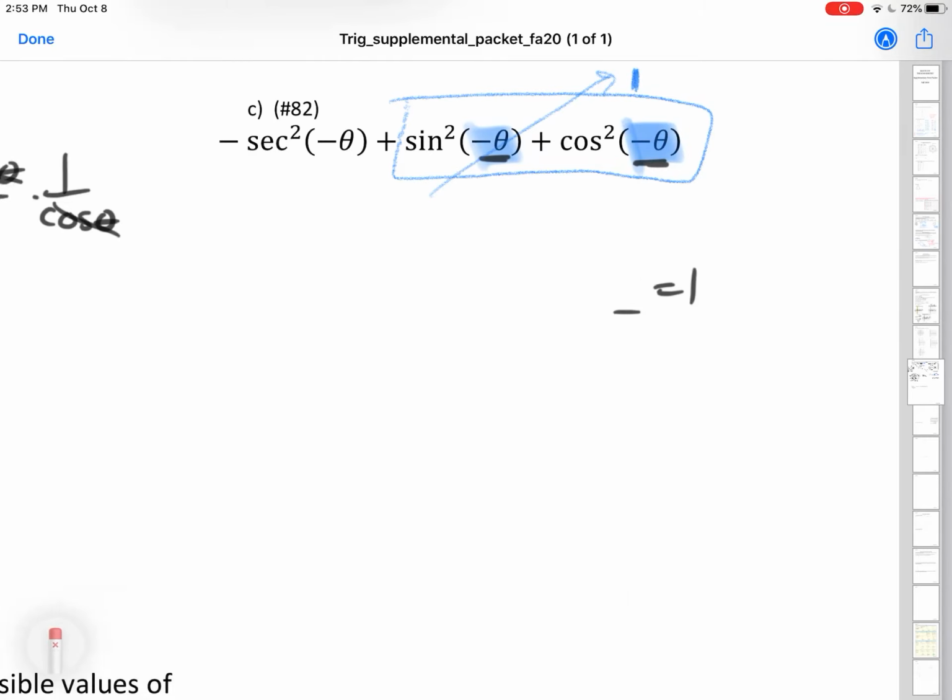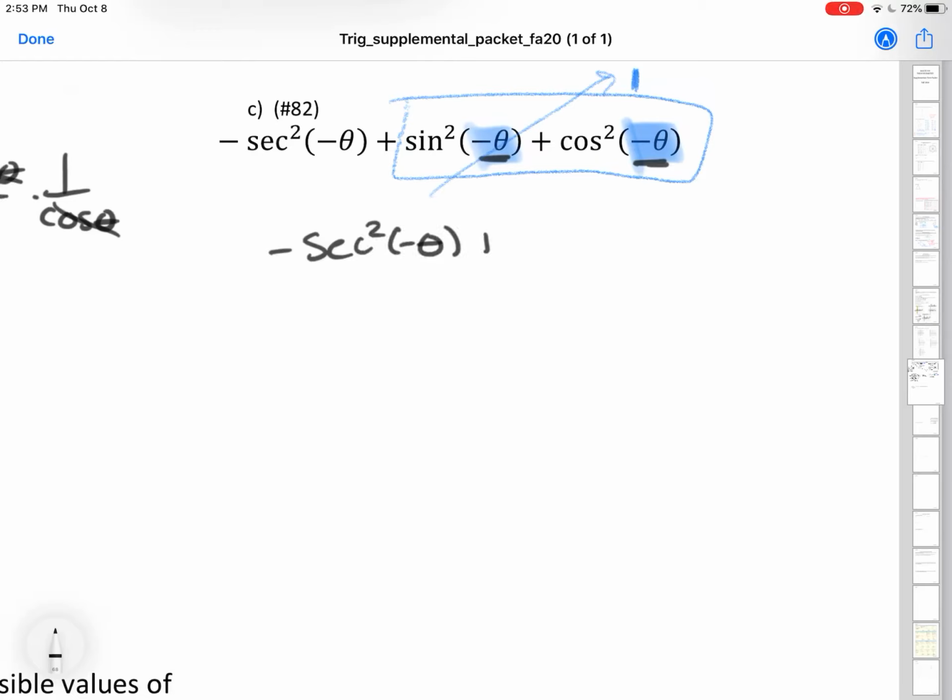And so what do we have? We have negative secant squared of negative theta plus 1. Now that seems like something. So let me scroll back. I'm going to make this smaller. As I scroll up, I'm going to come up to our Pythagorean identities. Tangent squared theta plus 1 is secant squared theta. We're going to use that. Let me park that right over here. Tangent squared theta plus 1 is equal to secant squared theta.